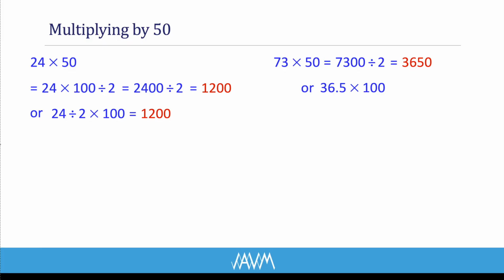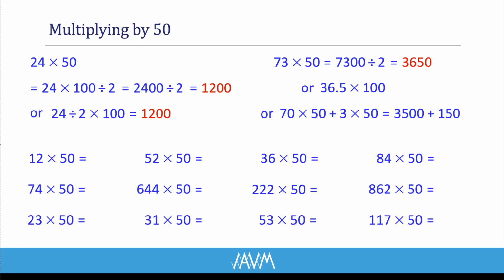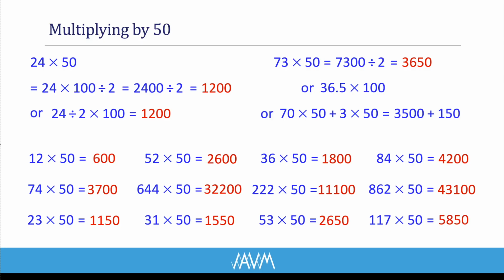Alternatively, we can divide 73 by 2, which is 36.5, and then multiply by 100. Or we can think of 70 times 50 plus 3 times 50 is 3,500 plus 150. Have a go at these and stop the video before I show the answers. Okay, now here are the answers and you can check.